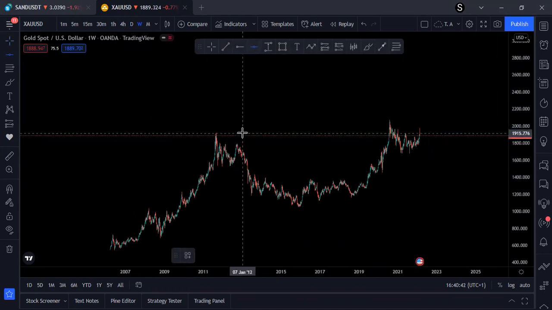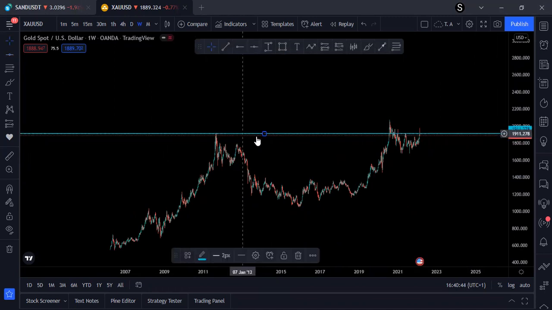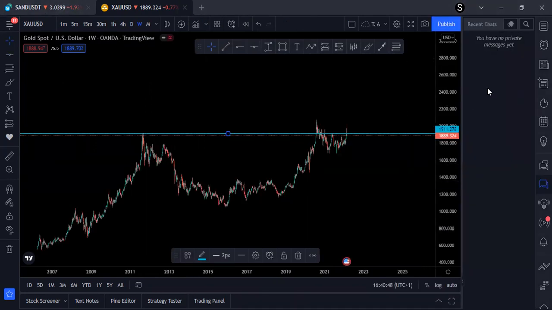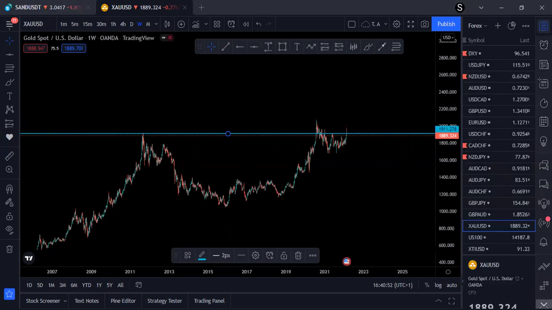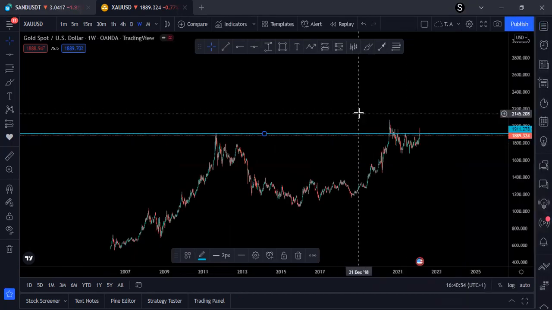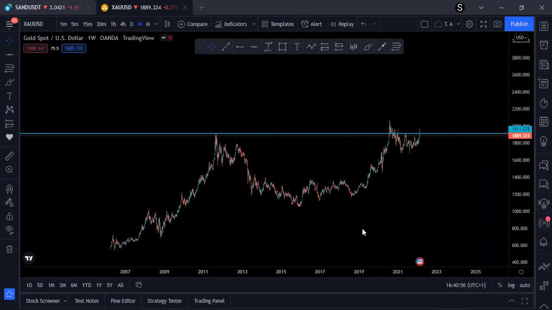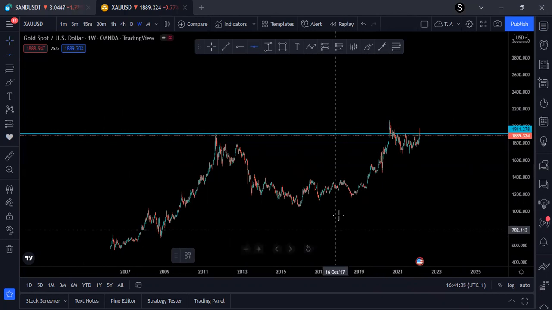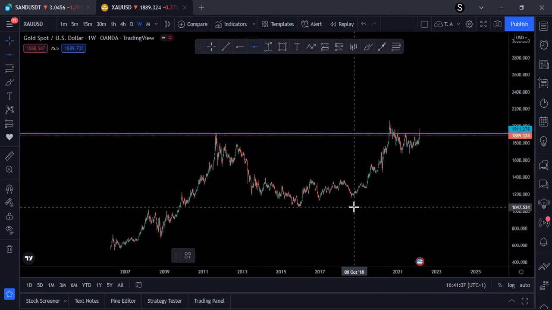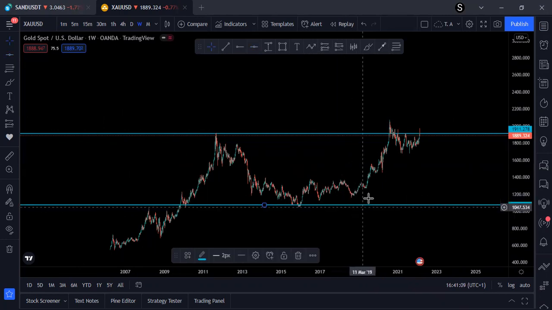I don't like using a rectangle on the weekly time frame. I prefer lines so that it will be a little bit smaller when you get to the lower time frames. If you use a rectangle on the big time frame, when you go to the low time frame, it's very big. So I normally use lines. I just mark out my support, let's say here. Let's move down to the daily time frame right now.